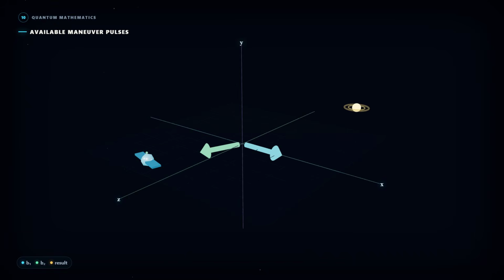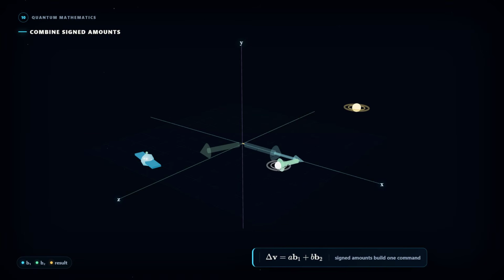Each maneuver pulse is a vector in command space. Its direction tells how the drone's velocity will change, and its length tells the strength of the pulse. Paired thrusters let a coefficient be positive, negative, or zero. So the computer can apply twice B1, subtract part of B2, or combine them.